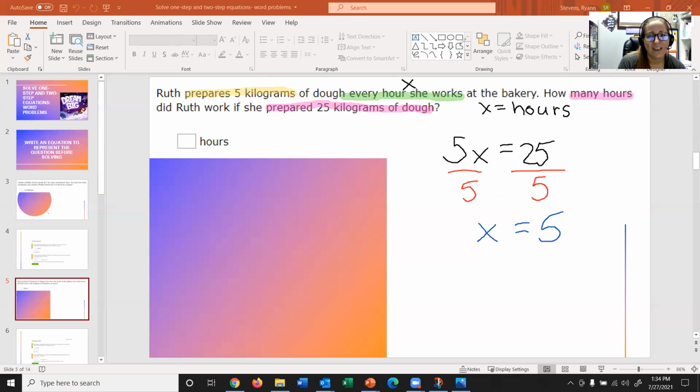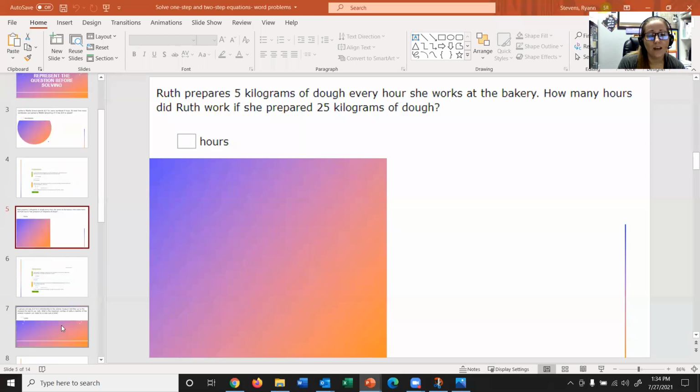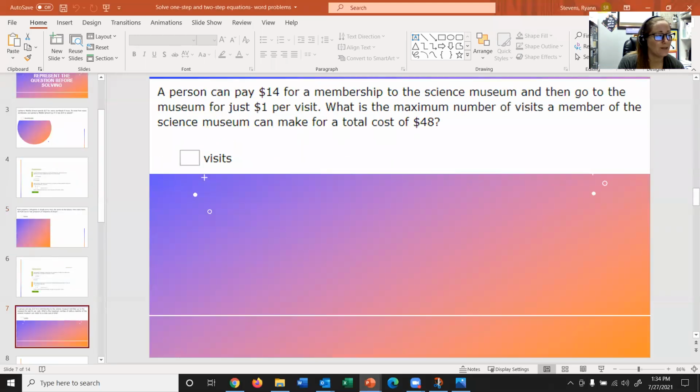All right. Let's look at another example. And I encourage you to look at these examples and try to solve them before we go through them. And then that way you can double check and follow along. Okay. You can always pause the video.